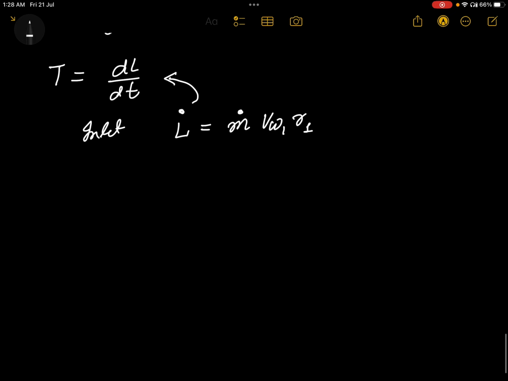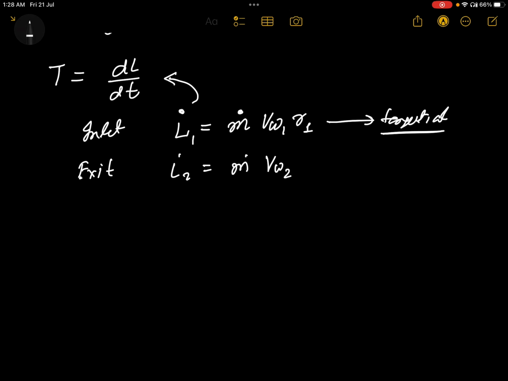Okay, now this is the tangential direction, we are taking it as the tangential direction, and at the outlet or exit, angular momentum will be m dot vw2 r2. So what is the torque? Torque is the difference of this. So you will find that m dot (vw2 r2 minus vw1 r1).